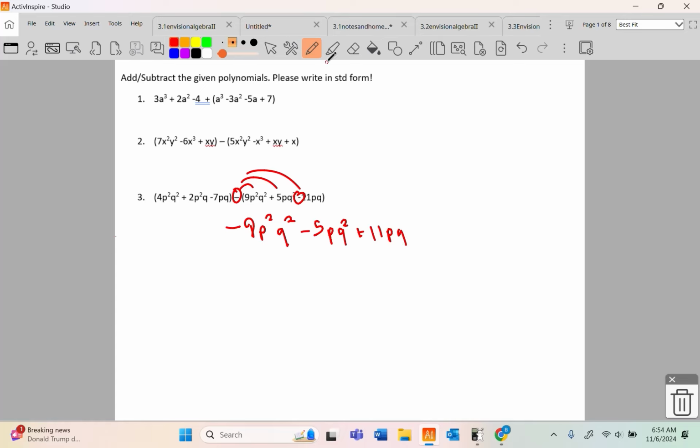Now, the only thing I can combine are like terms. So I have this guy, 4p squared, and negative 9p squared. And I know that 4 minus 9 is negative 5. What else do I have? The next thing I see that's alike is going to be that.